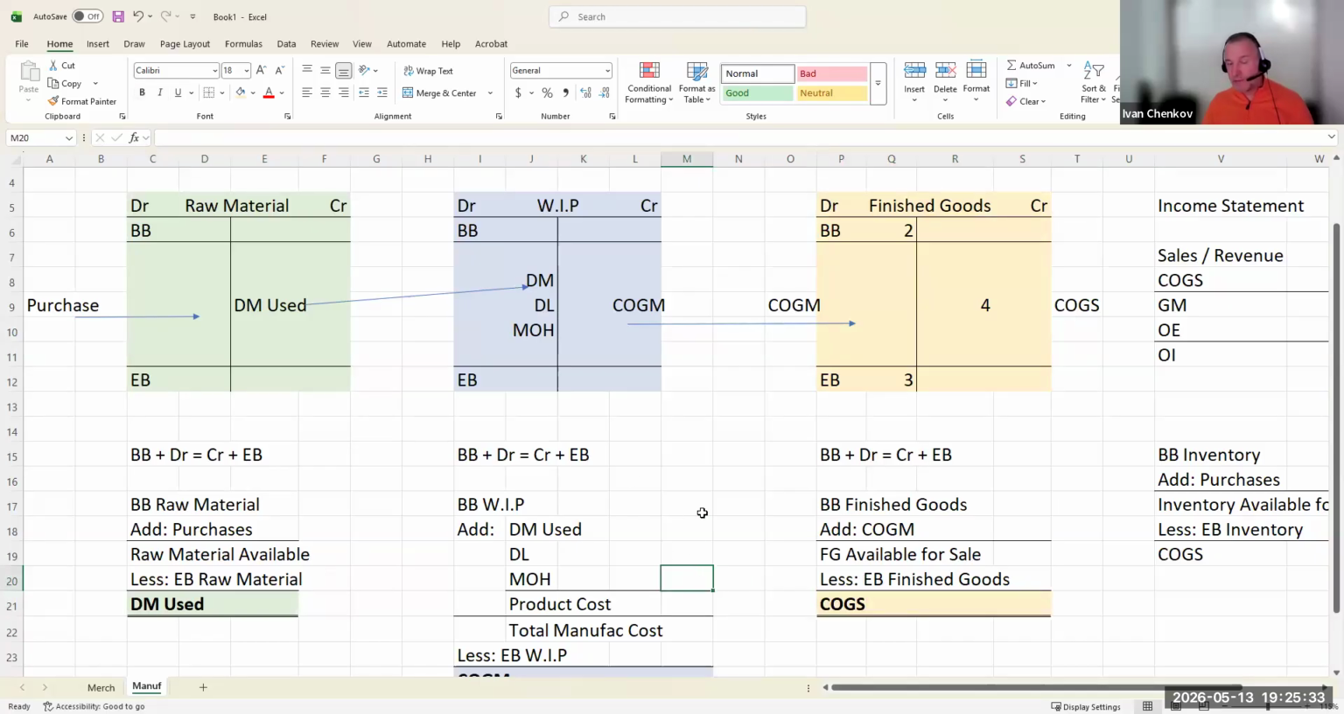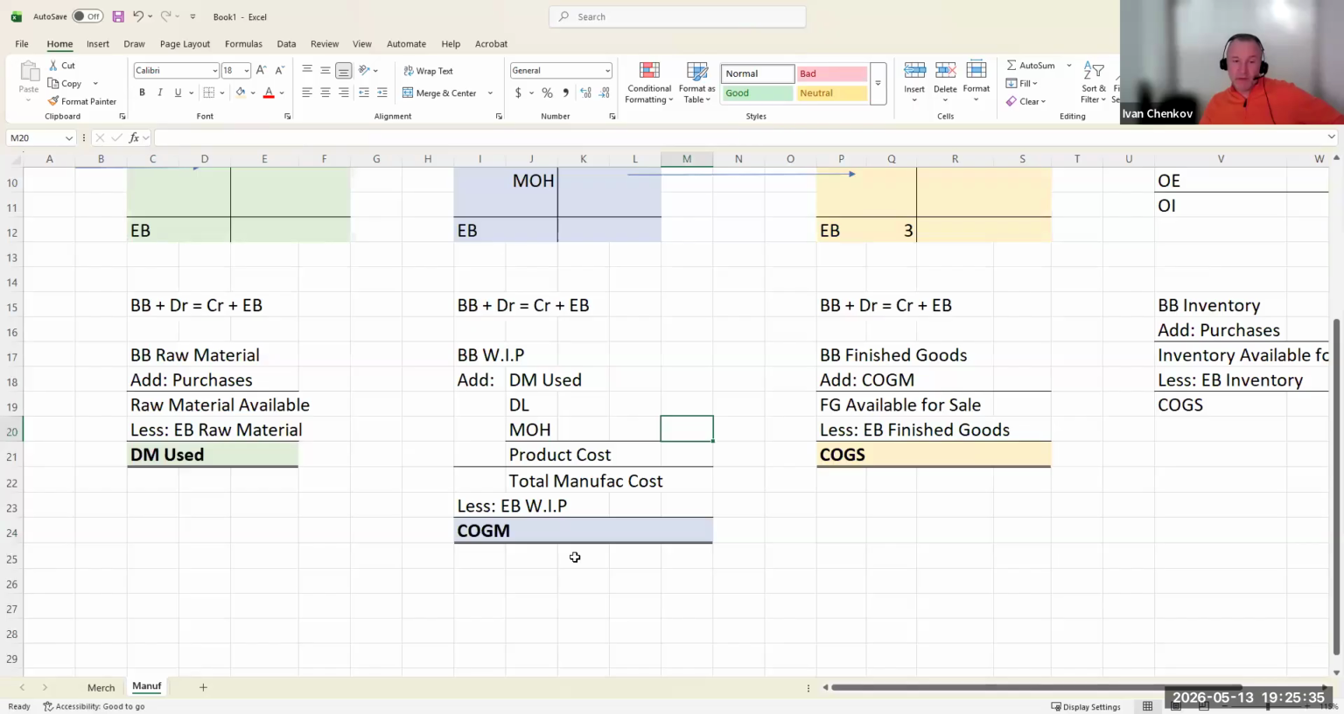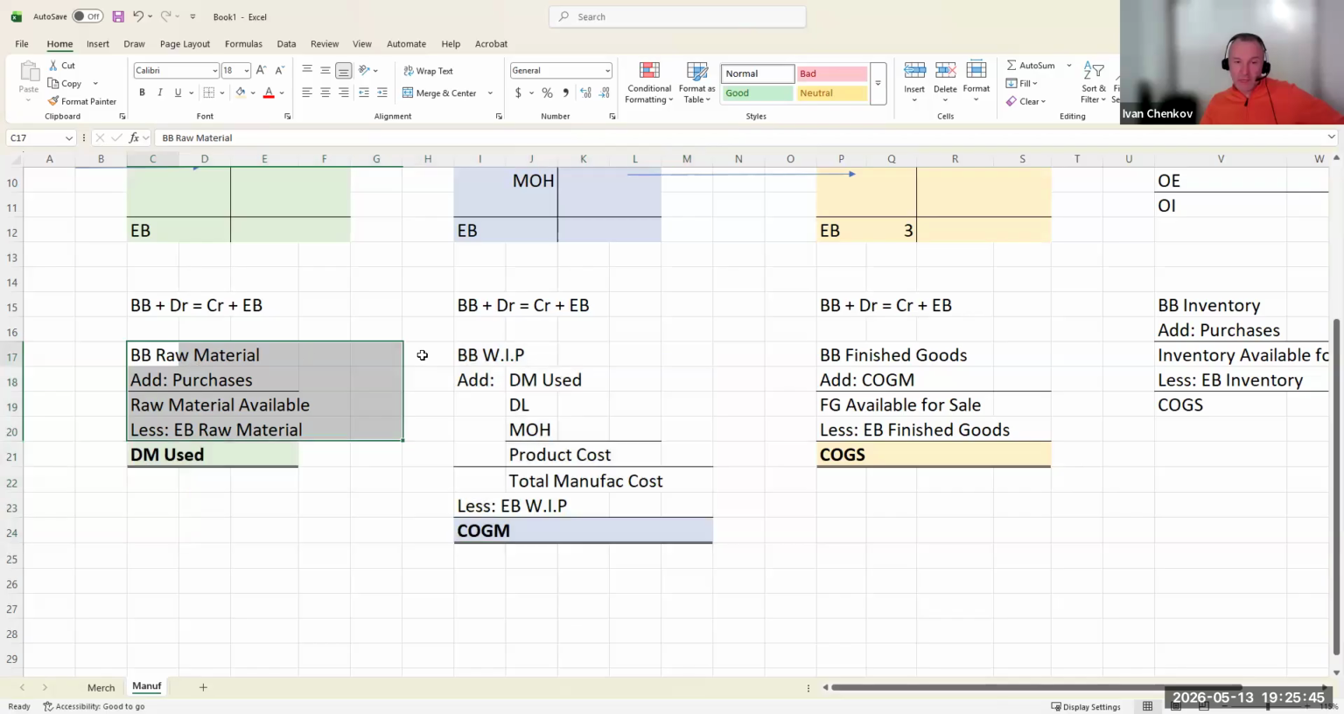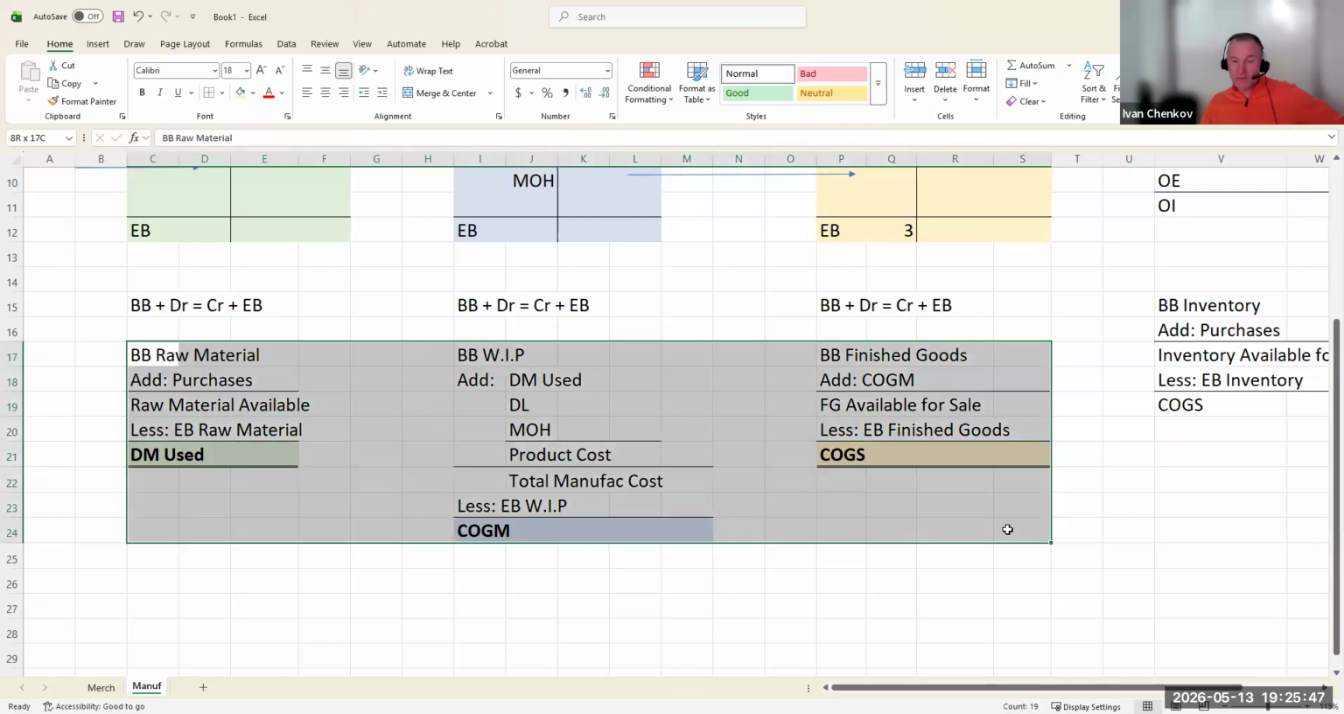Now, for your assignment and for your midterm, you have to prepare one of those schedules. I mean, the first schedule up to this point, all those two together, is the schedule for the cost of goods manufactured. Once we add the last one, finished goods, it is called the schedule for cost of goods sold.